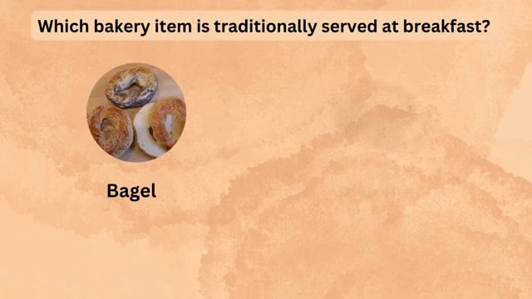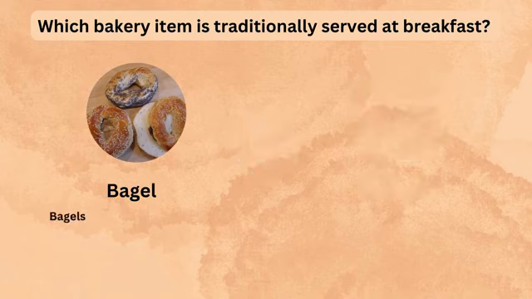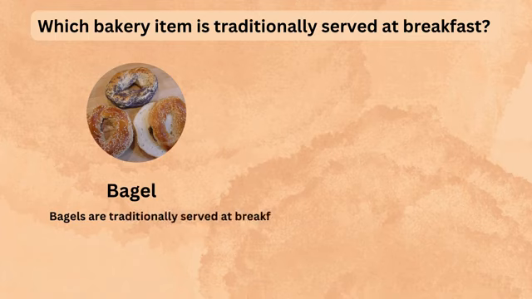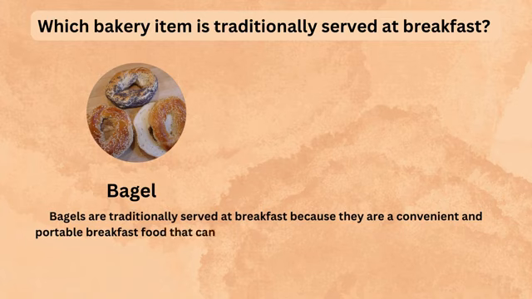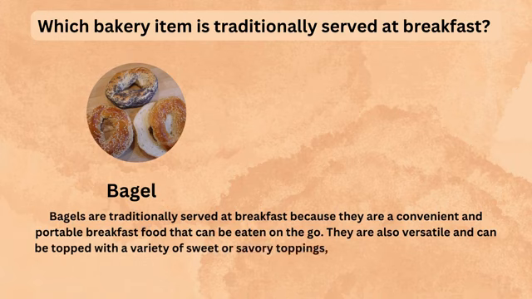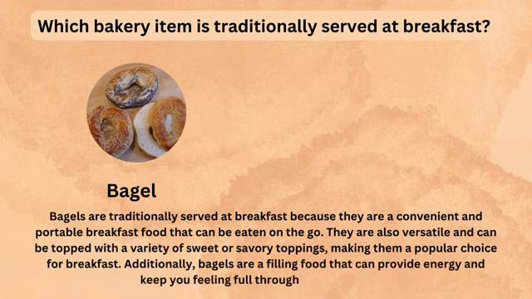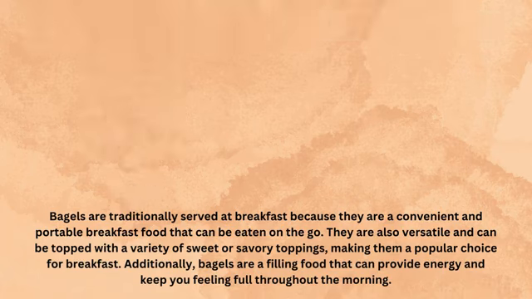Which bakery item is traditionally served at breakfast? Bagel or brownie? Bagels are traditionally served at breakfast because they are a convenient and portable breakfast food that can be eaten on the go. They are also versatile and can be topped with a variety of sweet or savory toppings, making them a popular choice for breakfast. Additionally, bagels are a filling food that can provide energy and keep you feeling full throughout the morning.